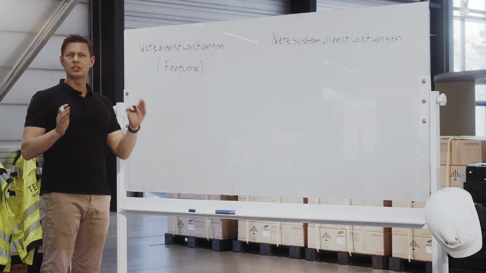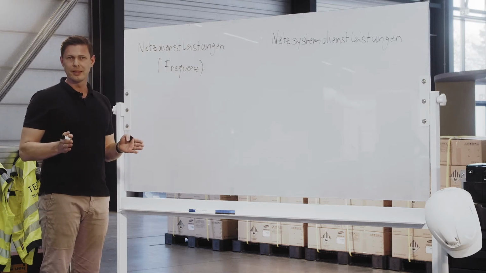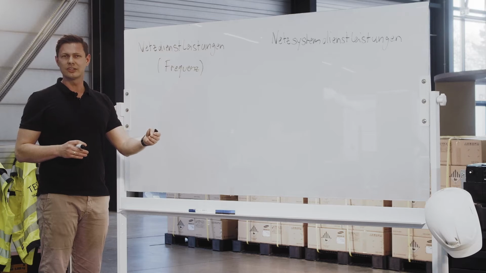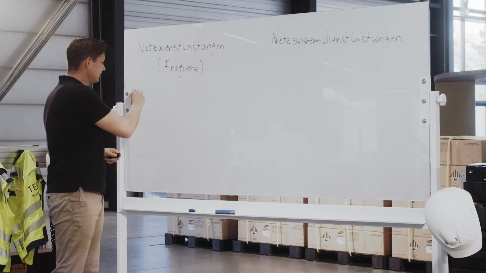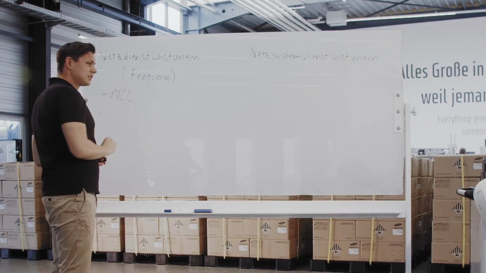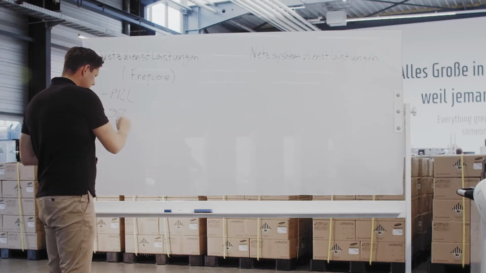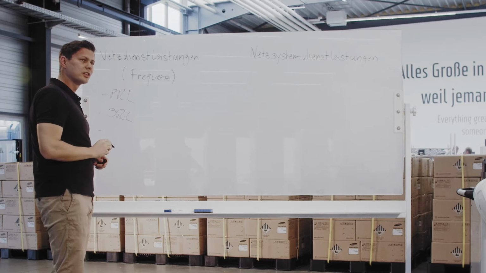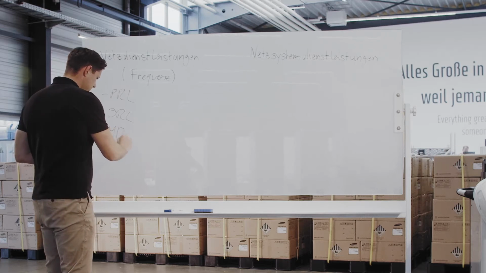These differ in how quickly power must be made available and how long power must be made available. First, there's the frequency containment reserve. Then the frequency restoration reserve. And finally, the tertiary control output.